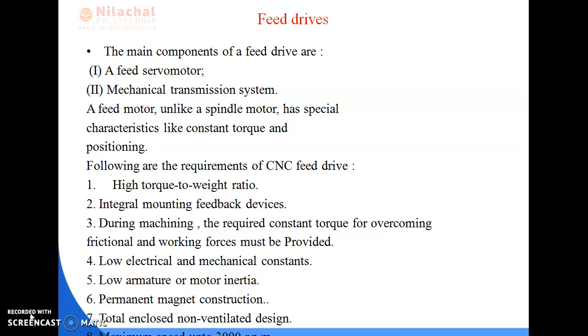That is high torque to weight ratio, integral mounting feedback devices. During machining, the required constant torque for overcoming frictional and working forces must be provided. Low electrical and mechanical constant, low armature or motor inertia, permanent magnet construction, totally enclosed non-ventilated design. Maximum speed is 3000 rpm here. Means the feed drive has less speed than the spindle drive.